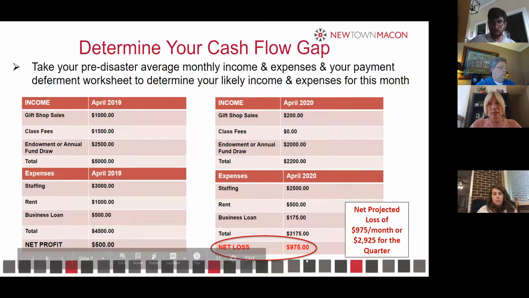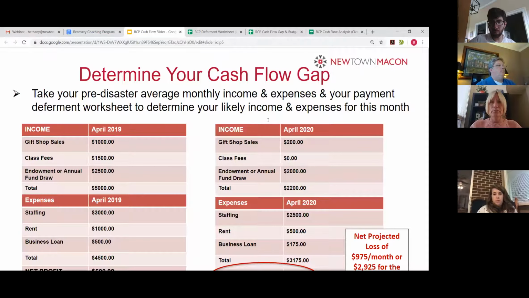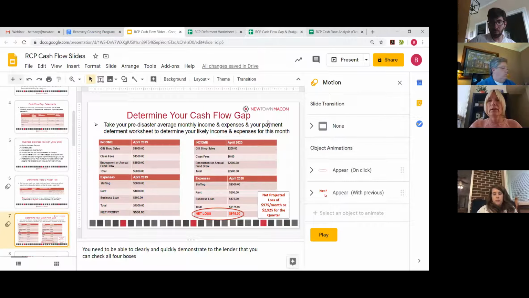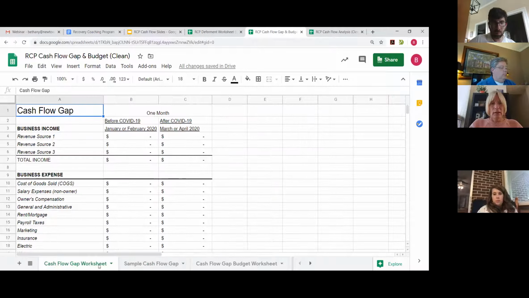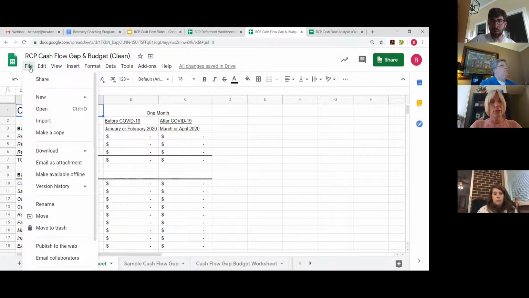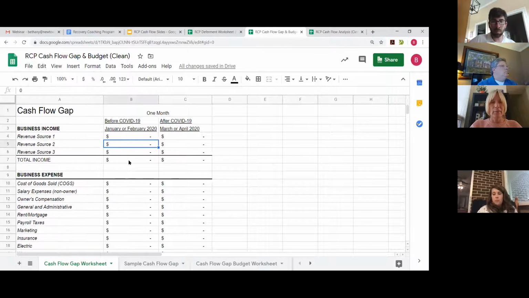So this cash flow gap worksheet, of all the worksheets that we're going to share with you, is probably the most critical one. On all of these worksheets, and we'll spend more time on this one at the very end, there's a blank one where you can go in and fill it all out. With all of these, you're going to have to go to File, because it is a Google Doc, and make a copy to be able to work, because all the public versions of these worksheets are locked. So you will have to make a copy.